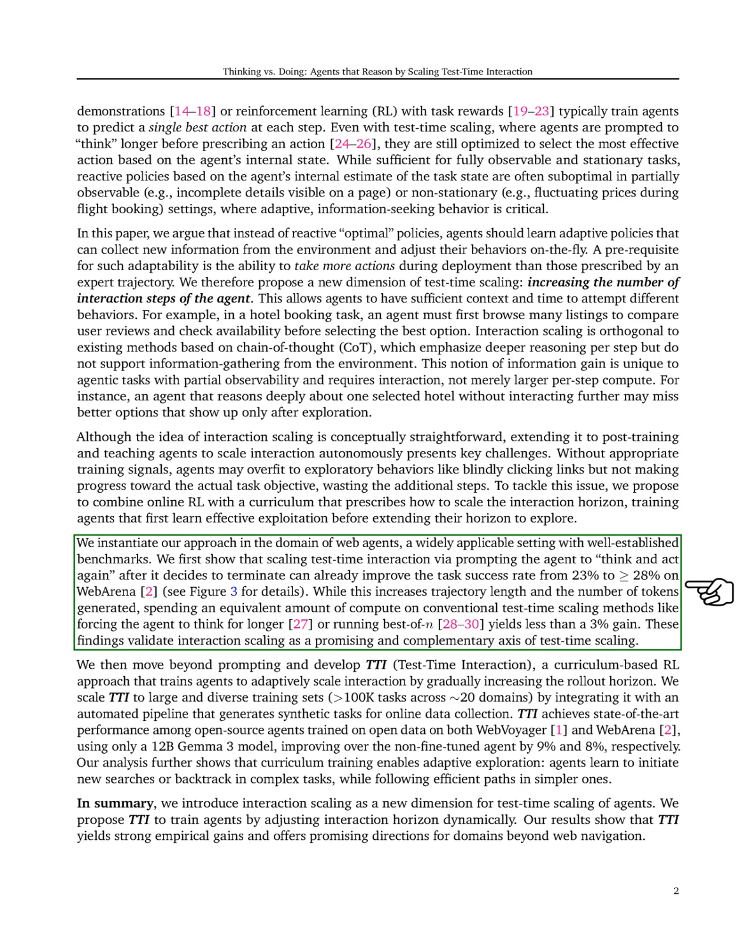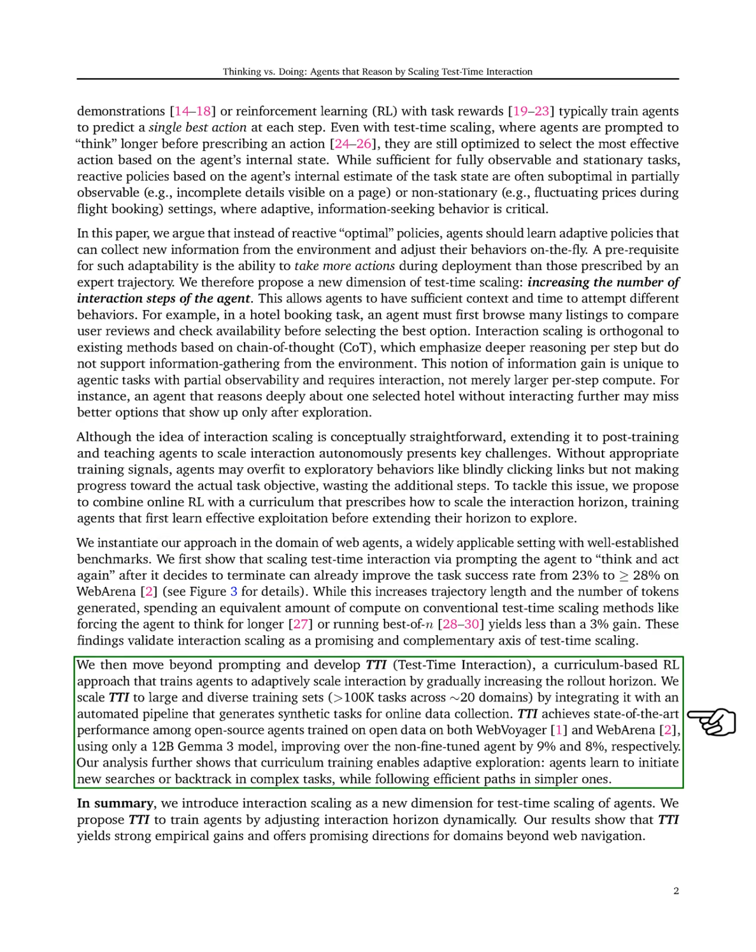We implement our approach in the domain of web agents, which is a relevant setting with established benchmarks. We demonstrate that prompting agents to think and act again after deciding to stop can improve task success rates significantly. While this increases the length of interactions and the number of tokens generated, traditional methods that extend thinking time yield minimal gains. We then advance beyond simple prompting to develop test time interaction, TTI, a curriculum-based reinforcement learning method that trains agents to adaptively scale their interactions by gradually increasing the rollout horizon.